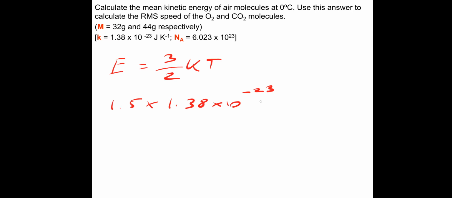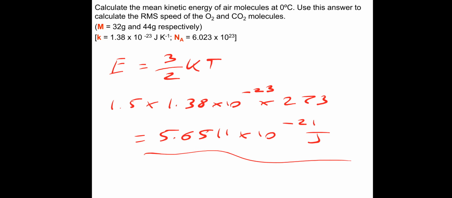So let's go. So first of all, let's find the kinetic energy. Kinetic energy is 3/2 kT. So that's 1.5 multiplied by k, Boltzmann's constant, 1.38 times 10 to the minus 23, multiplied by absolute temperature 273, which gives us a kinetic energy of 5.6511 times 10 to the minus 21 joules.